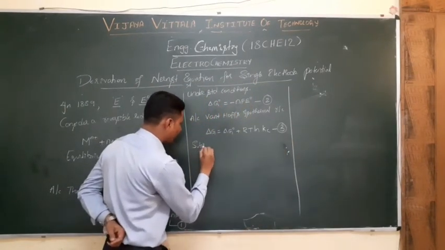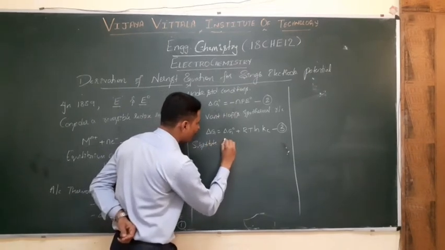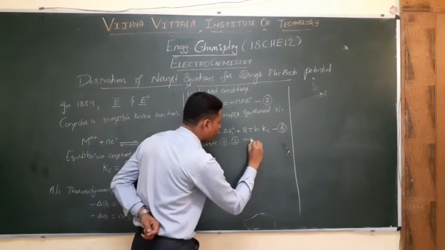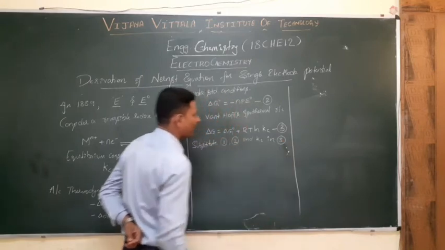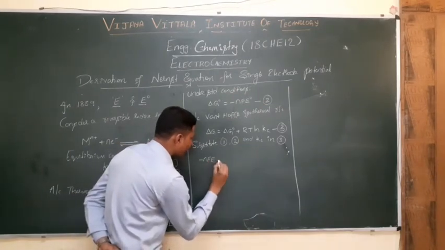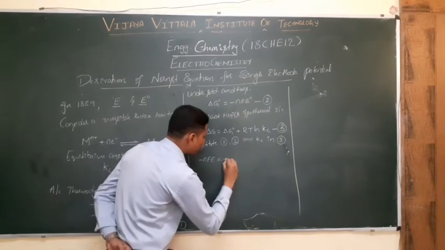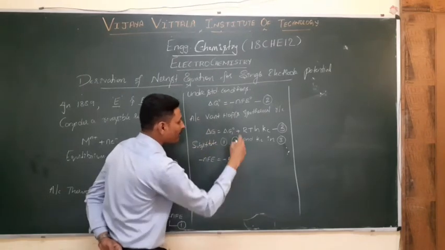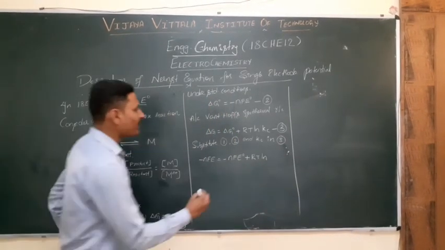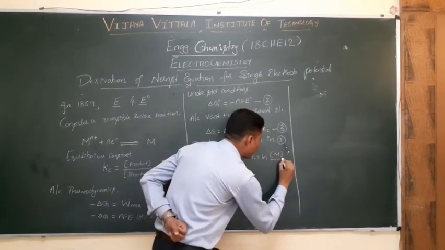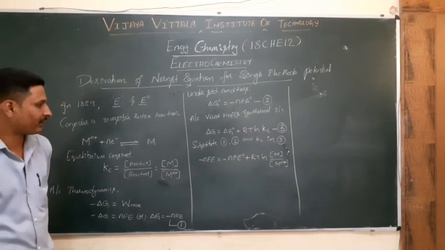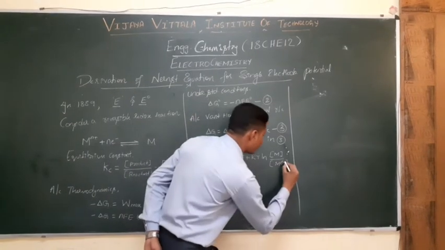So substitute equation 1, that is delta G, equation 2, and the Kc value in equation 3. We will get delta G, that is minus NFE, is equal to delta G naught, minus NFE naught, plus RT ln Kc. What is the Kc value? Here it is the molar concentration of metal to the molar concentration of metal ion Mn+. Understanding here? Yes.